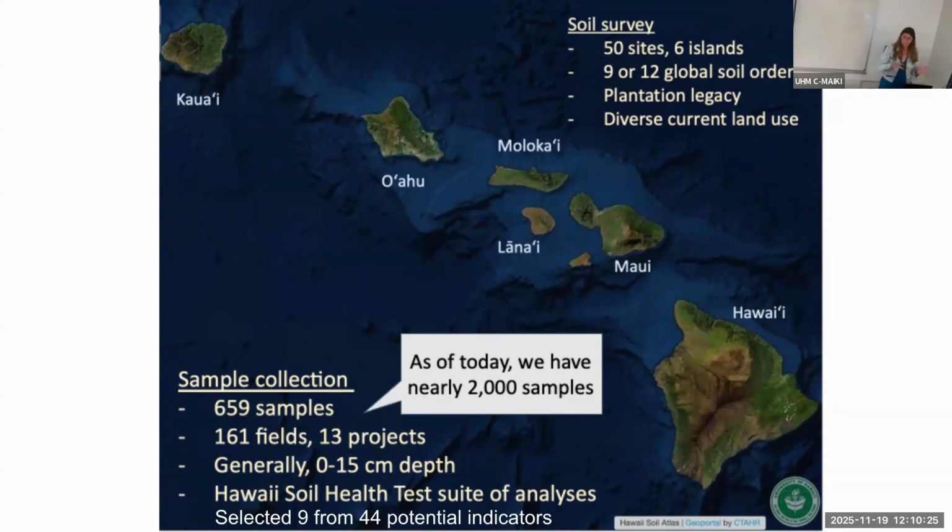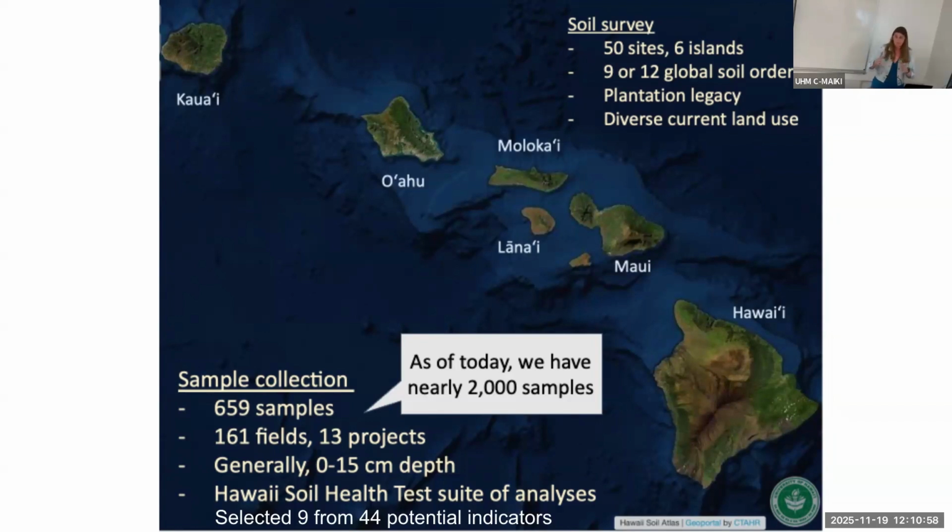This scoring system was originally based on 659 samples. Today we have almost 2,000 samples from many different fields and projects. Generally we're looking at the top 15 centimeters of soil. Now we have a suite of analyses. These are chemical, biological, and physical. That's another discussion in itself: are we measuring the right things by confining ourselves to laboratory measurements? We can talk about that more later.